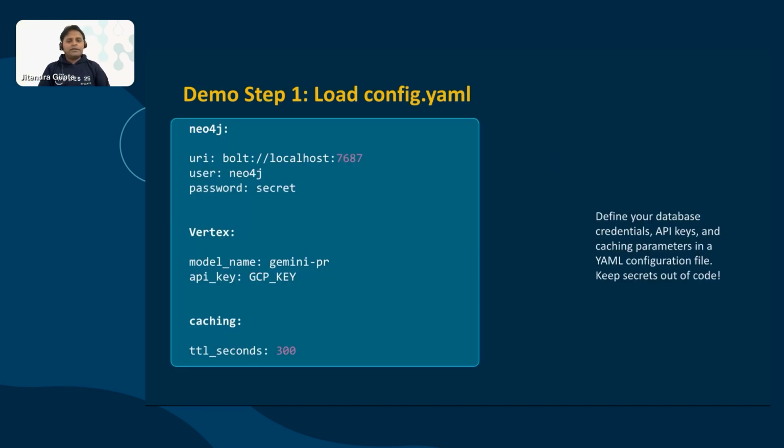So the very first step here is config.yaml. What should it contain at bare minimum? You should have the Neo4j configurations where you provide the URI, user, and password. Similarly, for interaction with the Gemini models, it requires the model name and the API keys to interact with on the Vertex AI platform. And to enable caching, we should have that configuration added as well.